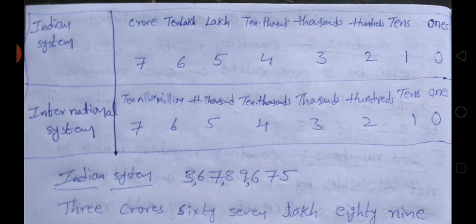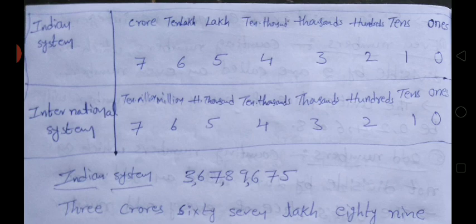So where does that difference start? See the table, all of you observe the table. Here we have ones, tens, hundreds, thousands, 10,000s, lakhs, 10 lakhs, crores, 10 crores in our Indian system. Coming to the international system: ones, tens, hundreds, thousands, 10,000s, 100,000s, millions, 10 millions, 100 millions.